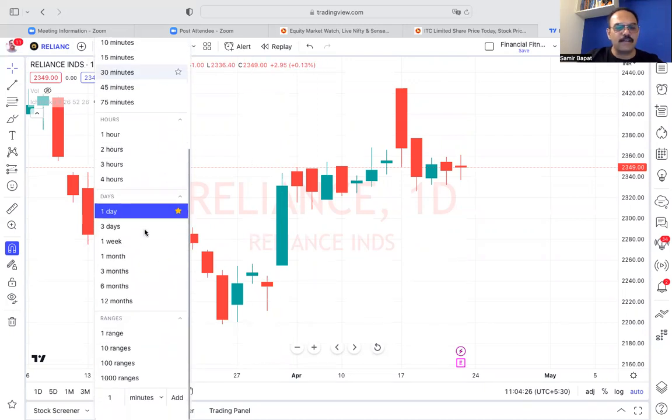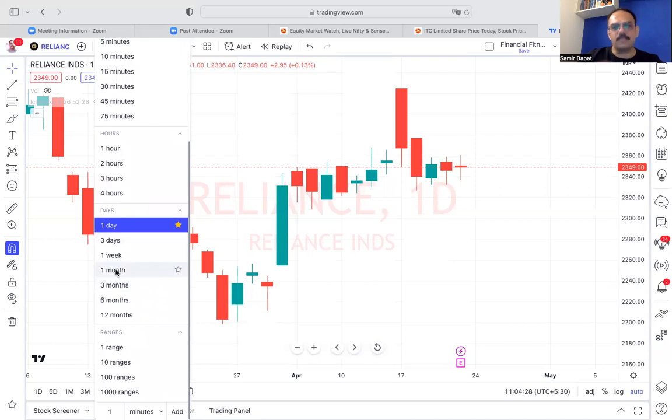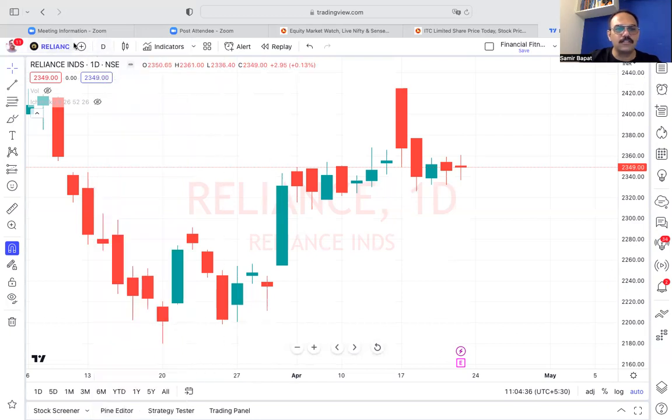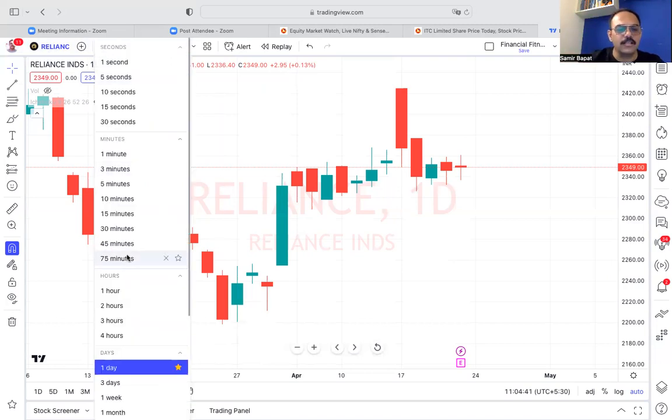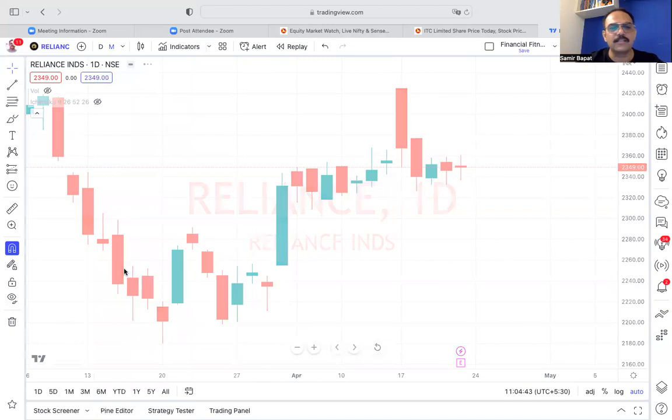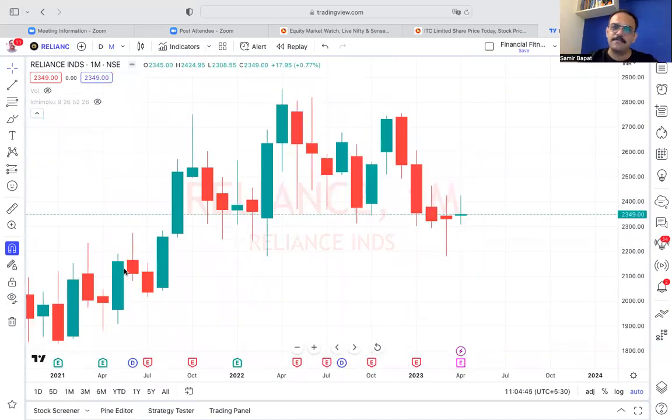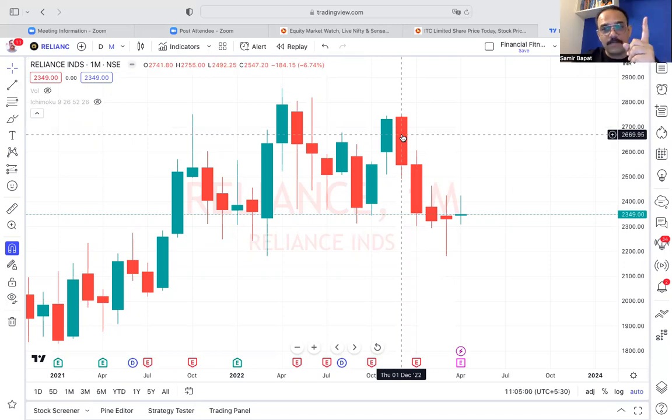If you see, let's start with the highest time frame, which is not the very highest, but let's say month. So if I click on this here, go down, 1 month. This is the same candlestick chart for a monthly time frame. When I'm saying monthly time frame, it means this candle, where my mouse is, represents a 1 month candle.